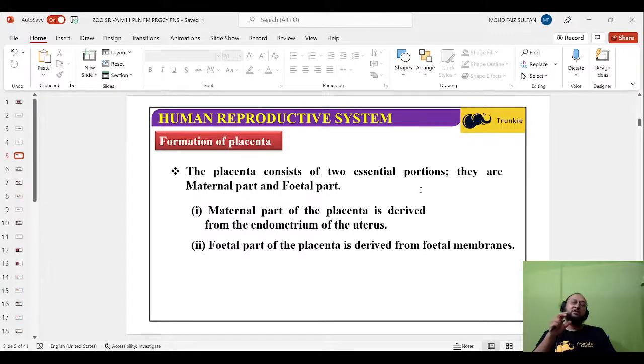Where the fetus is growing, that is the uterus. That uterine wall, the maternal part of the placenta, is derived from the endometrium of the uterus. The fetal part of the placenta is derived from the fetal membranes. So these are the two essential parts of the placenta.